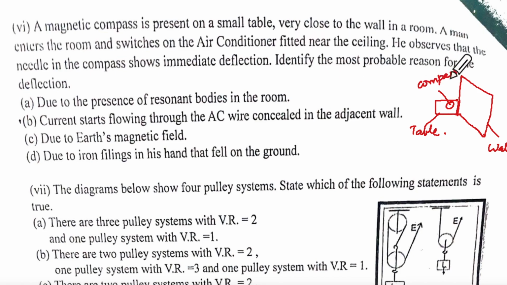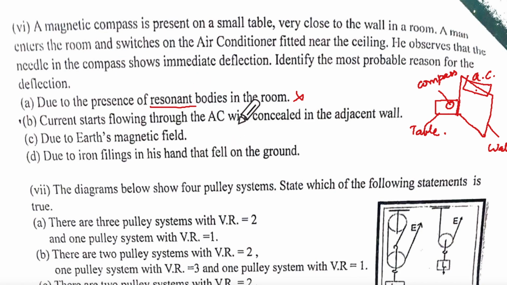And the air conditioner is fitted near the ceiling. So this is the AC. He observes that the needle shows immediate deflection when the AC is switched on. So this is closer to the AC. Due to the presence of resonant bodies, it's not producing any sound, so not this.